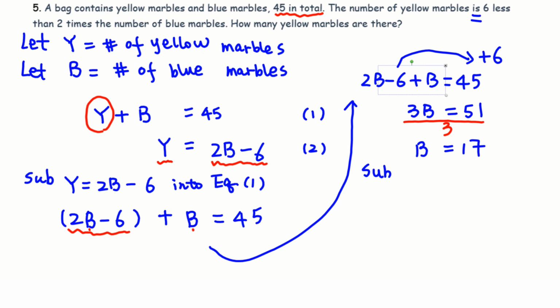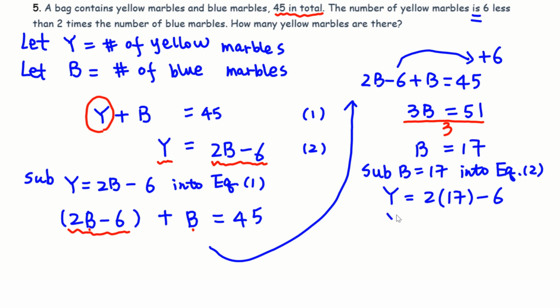Then we sub the b back into equation 2. The reason for it is that y is isolated, so it will be easy for us to solve for y. So y equals 2 times b, where b is 17, then take away 6. So y equals 34 minus 6, which gives you 28. Then we are going to write a statement. Therefore, there are 28 yellow marbles.